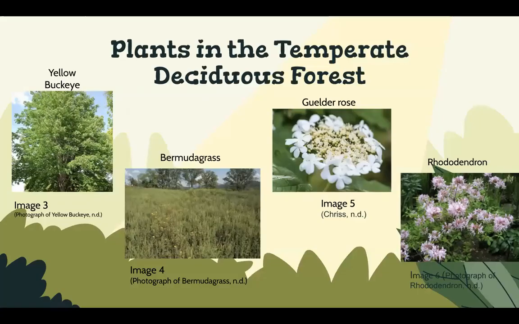So if you look at the different plants in a temperate deciduous forest, here are some of the main ones you might see. The yellow buckeye is a big tree. Bermuda grass is a grass. The gilder rose is a rose, and the rhododendron is another shrub present in the forest. What's cool about rhododendrons is you might even see them in your yard. People use them all the time for landscape. You might even see Bermuda grass in your yard, and it is that grass that turns brown in the winter and green when it warms up again.